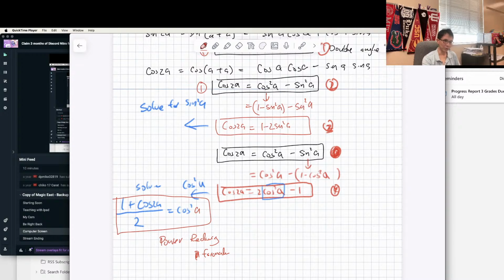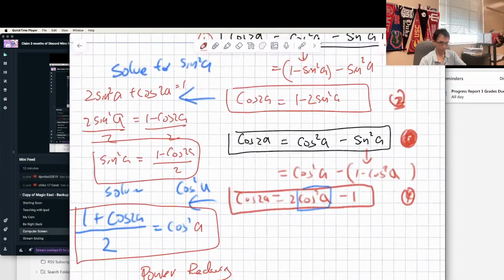And same thing on this one. I'm going to move the 2 cosine square to the other side, so I'll take one extra step. 2 sine square A plus cosine of 2A is equal to 1. And I move, 2 sine squared of A is equal to 1 minus cosine of 2A, all divided by 2 on both sides. Sine squared of A equals 1 minus cosine of 2A over 2. So the only difference between those two is one's plus, one's minus.